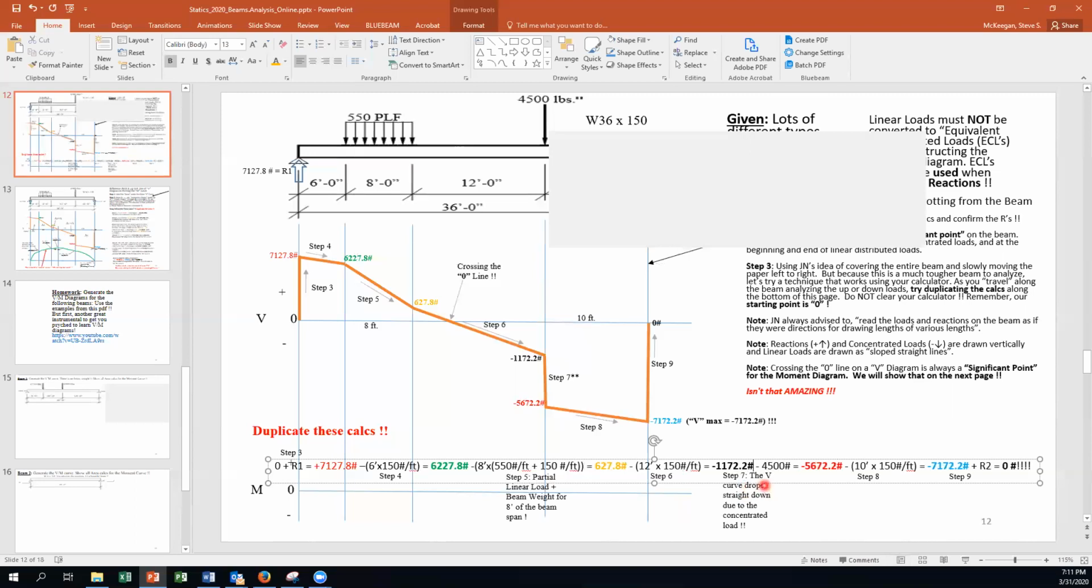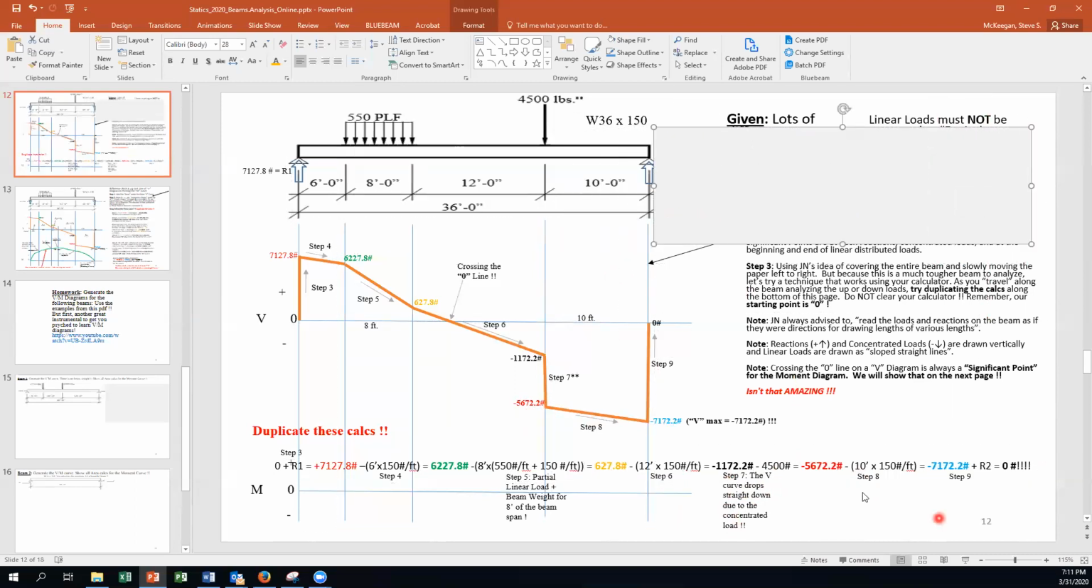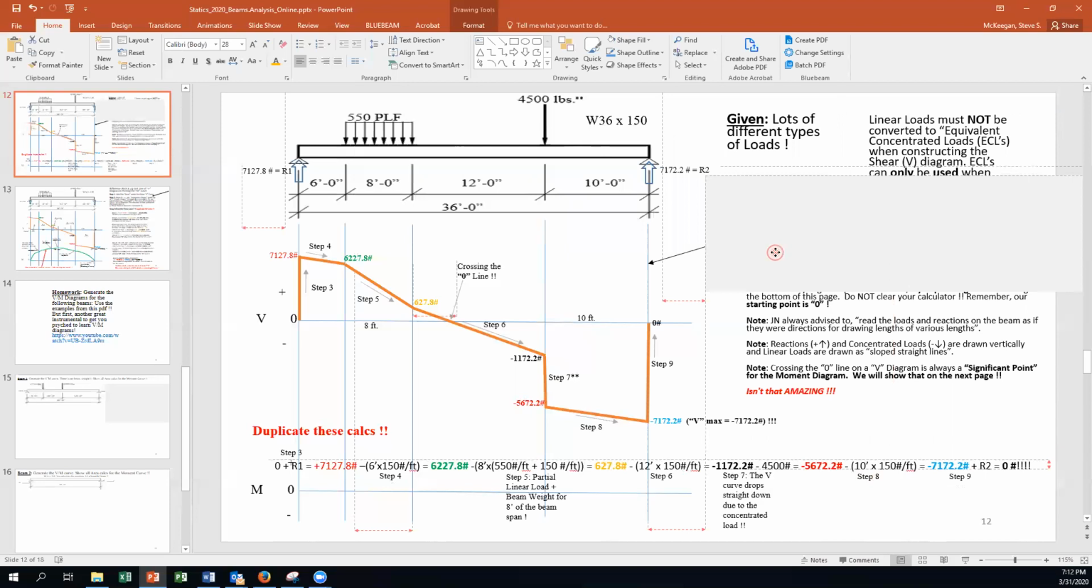And let's give it the old hashtag. Okay, thank you. Again, step 7, that drops straight down due to the concentrated load. Gives you a negative 5672.2. Now it's going to drop over a part of the span of 10 feet at a rate of 150 pounds per foot. This is negative, adding to a negative gives you a bigger negative. And isn't that amazing? R2 is 7172.2.